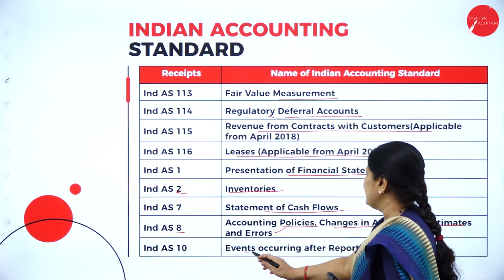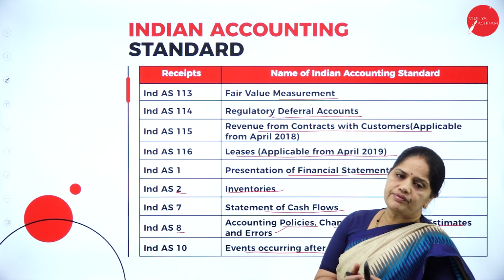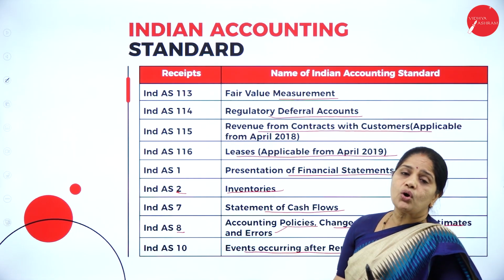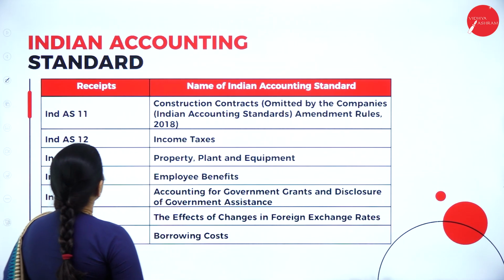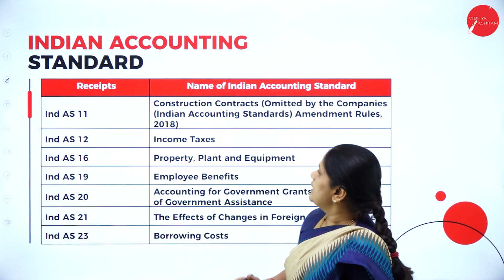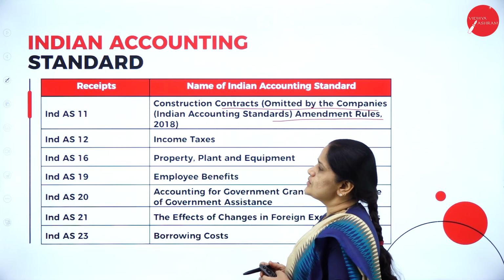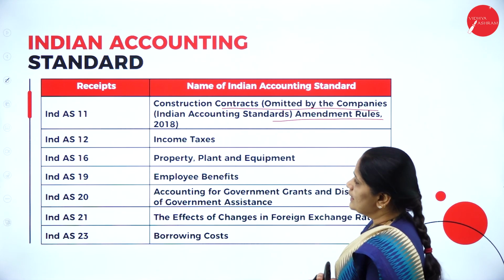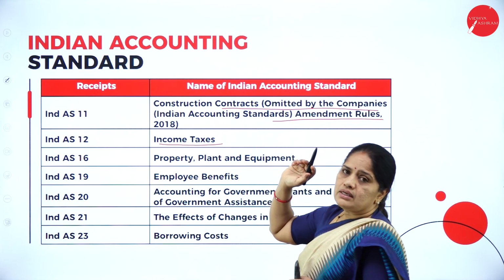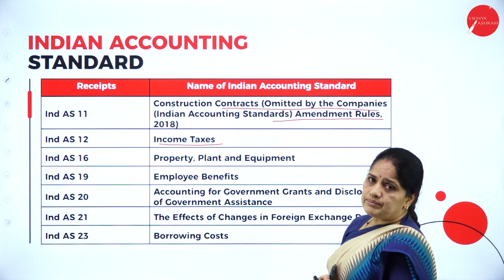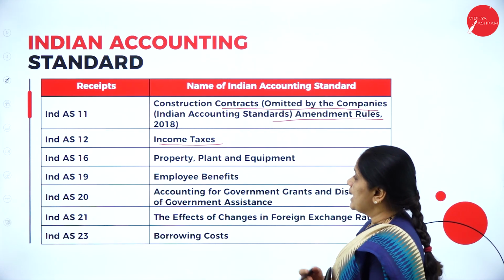Then in 10 we have events occurring after a reporting period. Once you have reported the books of accounts, suppose there are transactions after that, then what do you do with them? For that you have to refer to accounting standard 10. Next, in accounting standard 11, we have construction contracts, omitted by the Companies amendment rules. So construction contracts relate to 11. Then in 12, we have income taxes. So what is the calculation of income tax, when you have to pay it, and what are the various provisions under which you can plan for the income tax, etc.